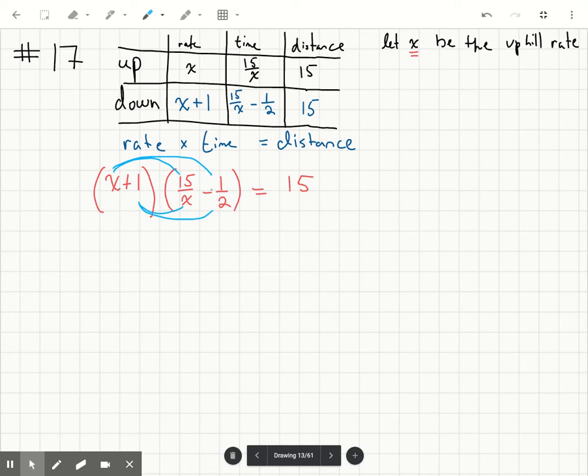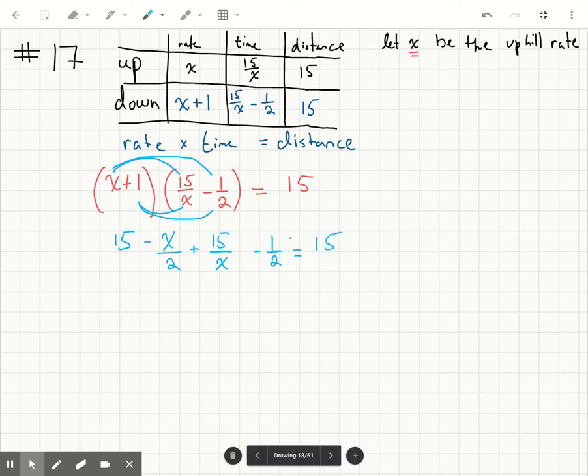So X times 15 over X, that's a nice one. That just comes out to 15X over X, which is just 15, right? And then X times negative half is minus x over 2. And then 1 times 15 over x is plus 15 over x, and then just minus a half is equal to 15.